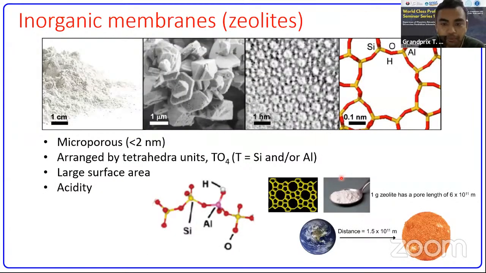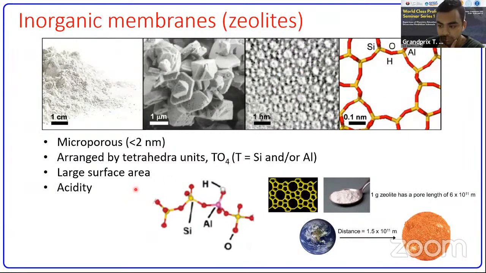On the other hand, we could also move to the inorganic membranes. In this case, I would like to focus on zeolites. If you are not familiar with zeolites, zeolites are classified as microporous. The pore size distribution is below 2 nanometers. They are microporous aluminosilicate crystalline materials. So it has a uniform distribution of micropores, as you can see here in the TEM image.